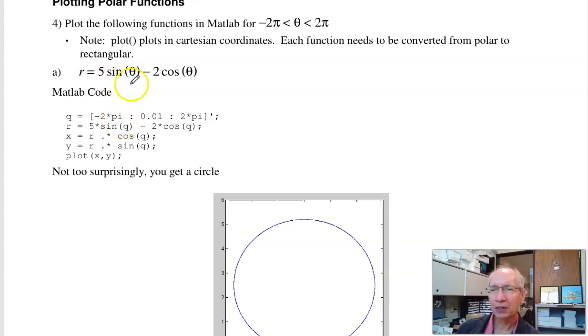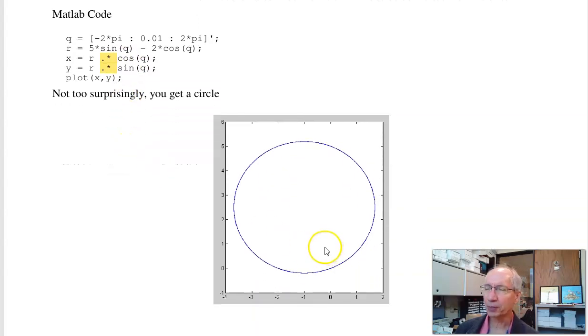R is, just like you type it, 5 sine theta minus 2 cosine theta. In Matlab, plotting is always in Cartesian coordinates, so the x value is r cosine theta, the y value is r sine theta, and note, I had to use the dot notation. This tells Matlab don't treat these as two matrices, treat those as just a bunch of numbers, do it element by element. The result is, surprise, surprise, a unit circle.